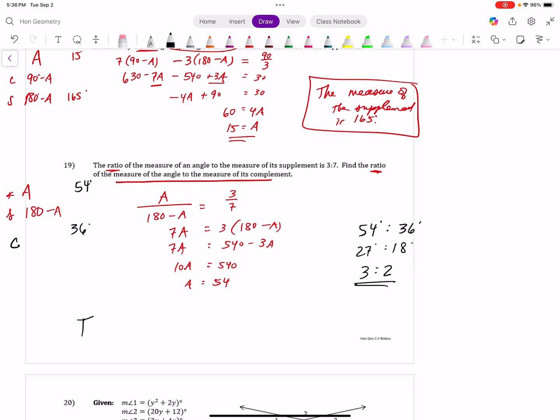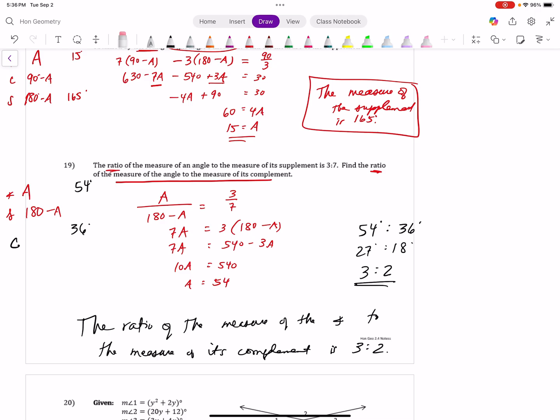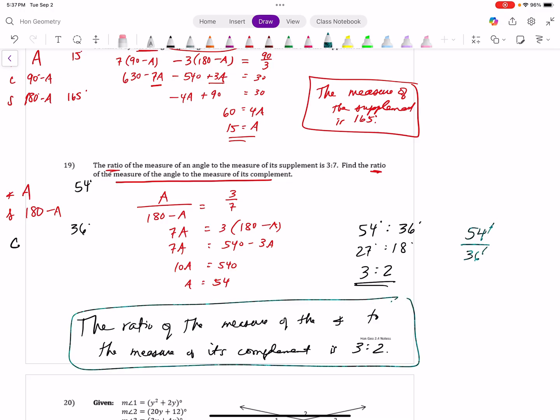So the ratio of the measure of the angle to the measure of its complement is 3 to 2. And think of it this way about why the degrees went away: if it were 54 degrees divided by 36 degrees, the degrees just cancel out. Okay, all right, we got that.